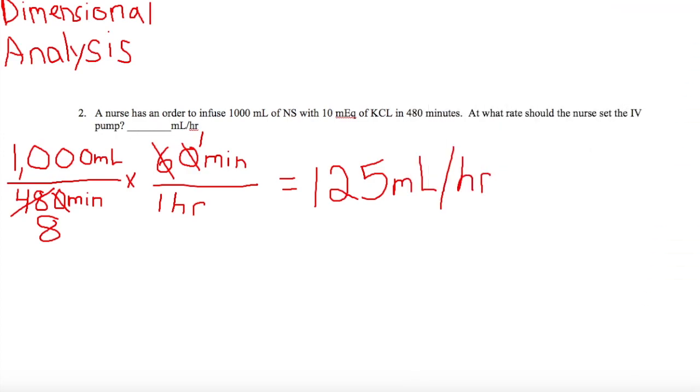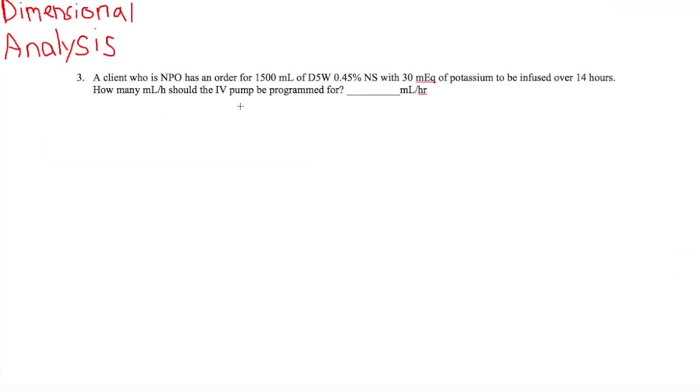In problem number 3, we have a client who is NPO, that has an order for 1,500 mLs of D5W and half normal saline with 30 milliequivalents of potassium to be infused over 14 hours. How many mLs per hour should the IV pump be programmed for? Again, pay no attention to the D5W, the half normal saline, or the 30 milliequivalents of potassium. That's all distracting information. Another thing I want to point out is that mLs over hour is going to be our formula for this.